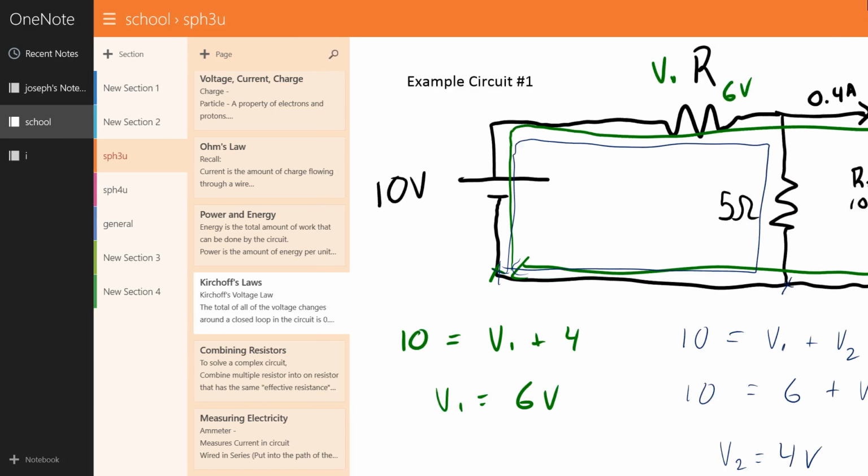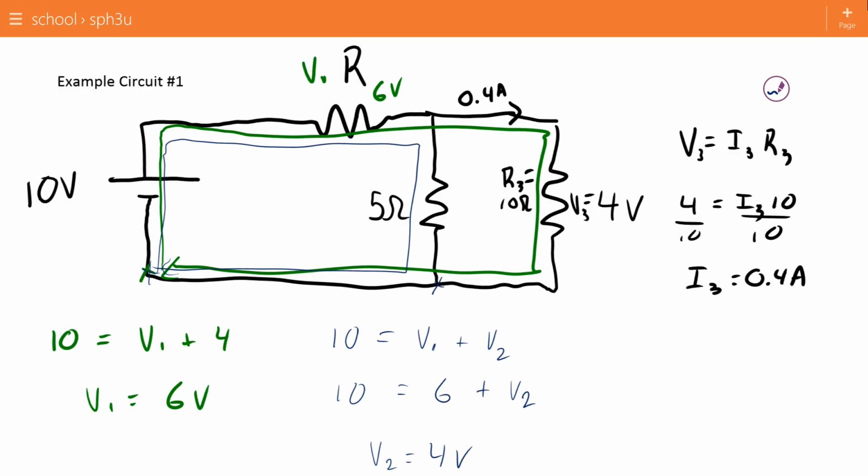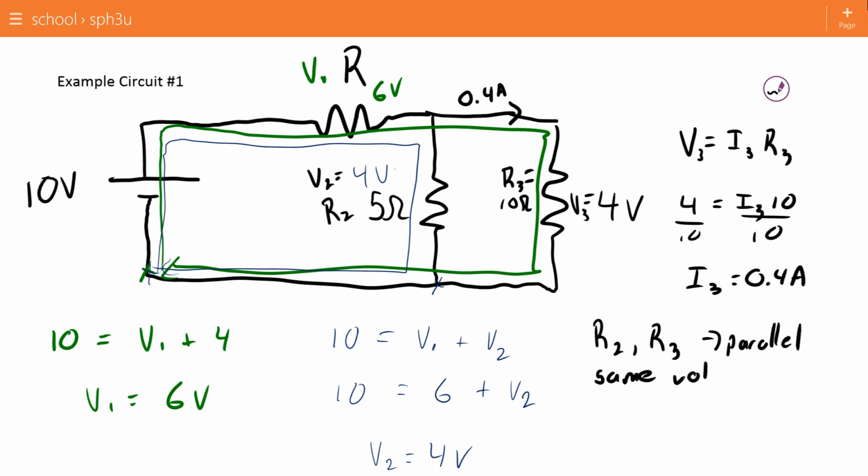What we can see here is the two resistors in parallel are experiencing the same voltage. What I'm calling resistor 2, R2 and R3 are in parallel. And we notice looking at that they have the same voltage. This, in fact, is always true for this kind of circuit. Well, this is true for any circuit. When two resistors are in parallel, they're going to experience the same voltage.